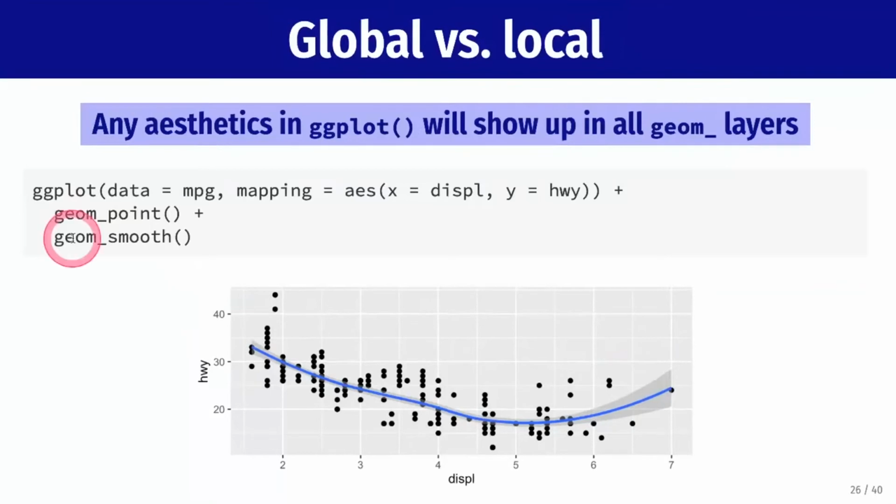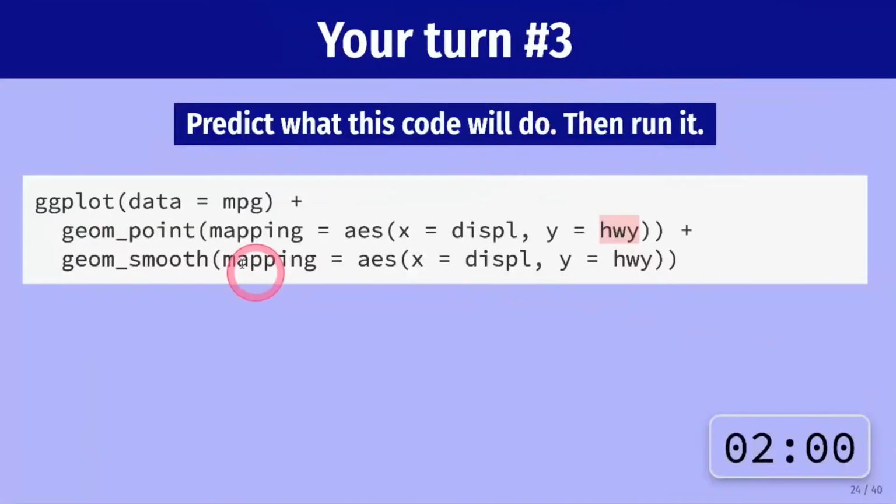One other little point here, if you notice this one that you ran, this seems like a lot of extra typing, where we had to say map displacement and highway to X and Y for the points, map displacement and highway to X and Y for the smooth line. And if you add more layers, you're gonna have to keep doing that, and that gets really repetitive.